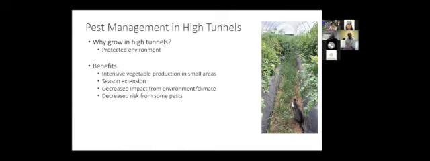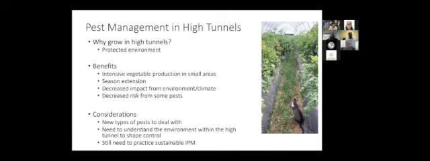We see a decreased impact from environment or climate, especially in today's age where we get all this excessive rainfall, which can lower quality or kill your plants. And we see a decreased risk from some pests. There's a very big caveat to that, because you are decreasing the risk from some pests, but you're also increasing risk from others. And there are a lot of pests where you're really not changing the environment enough to make a difference. So what you need to consider for pest management in high tunnels is what types of new pests you're going to deal with.